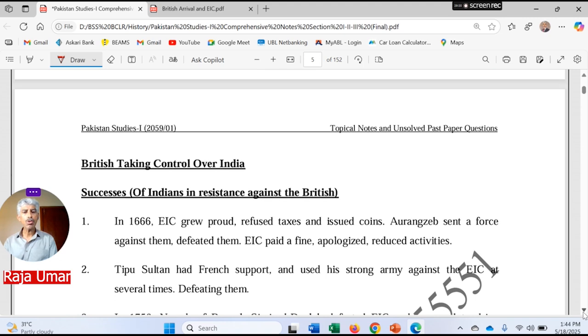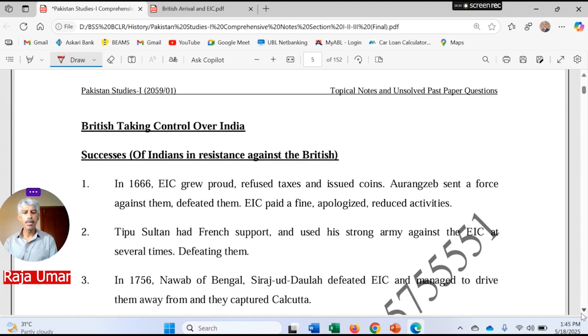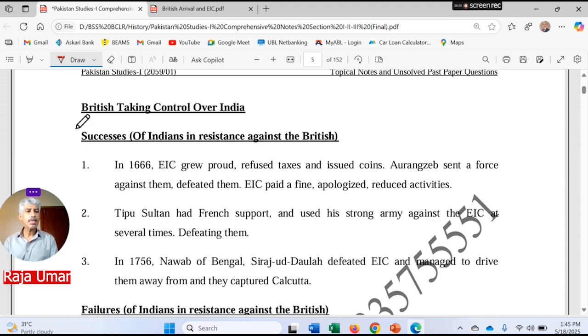So, British taking control over India. First we're going to talk about the successes of Indians in resistance against the British. I mean, how successful were the locals, the Indians, in resisting the British to stop them from taking control. So these successes are not of the British, but of the Indians.